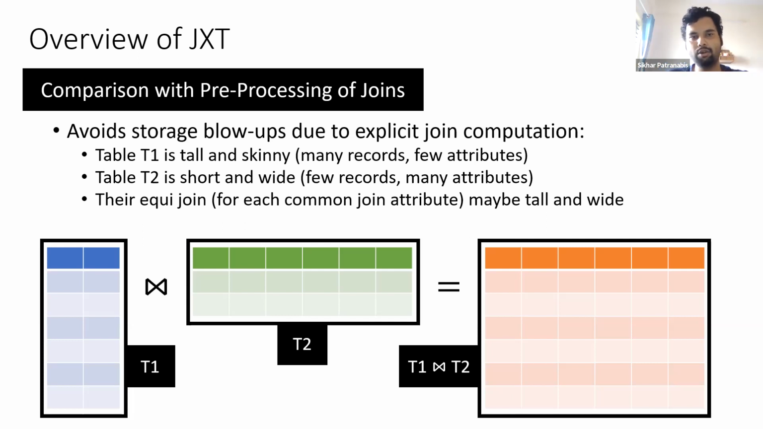And so the storage required for explicitly storing this Equijoin of these two tables is significantly larger than the sum of the storage required for each of the individual tables. Now in JXT, you would basically have just a small storage overhead per table, but you would not have the storage overhead of explicitly storing this Equijoin table.